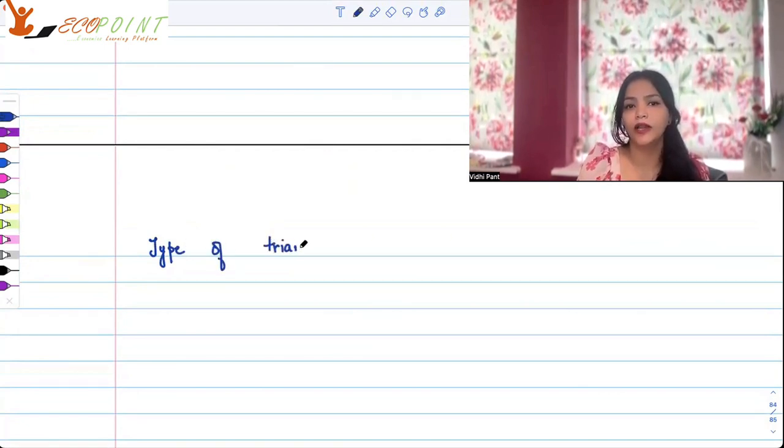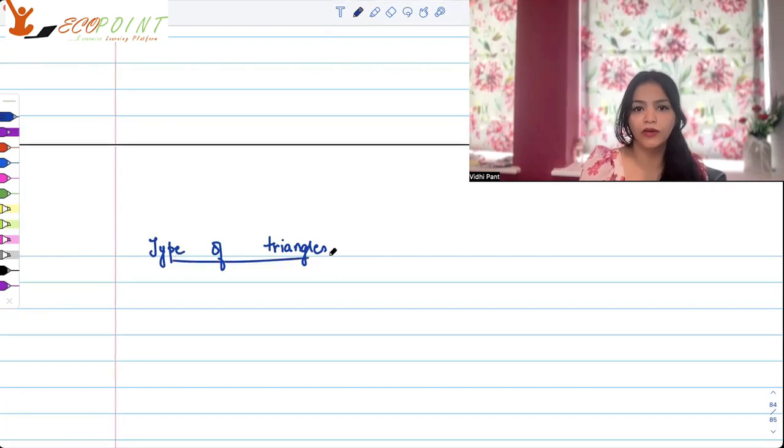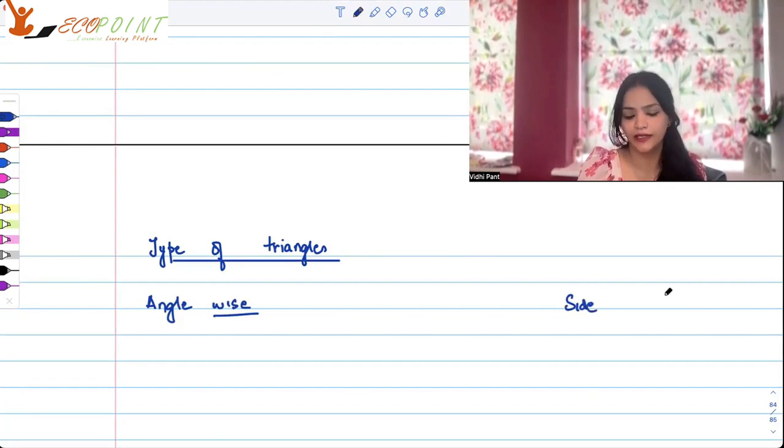Now, types of triangles. A triangle is just a figure which has three sides and three angles. तो क्या होता है कि triangle को जब आप type में differentiate करते हैं, so there could be two ways of doing that. One could be according to angles, the angle wise कह लेते हैं हम, या फिर according to the sides, so side wise.